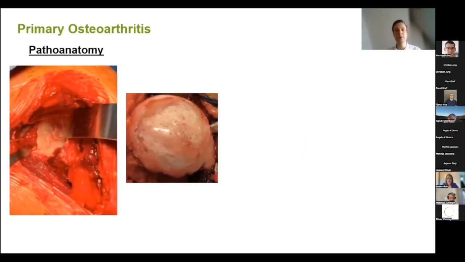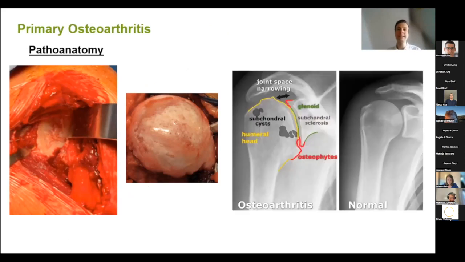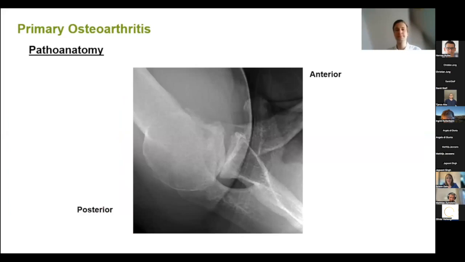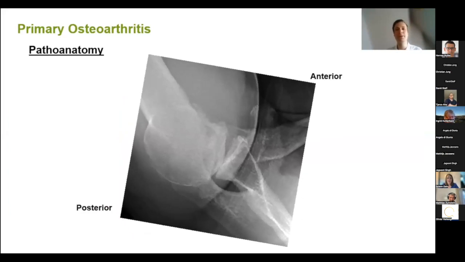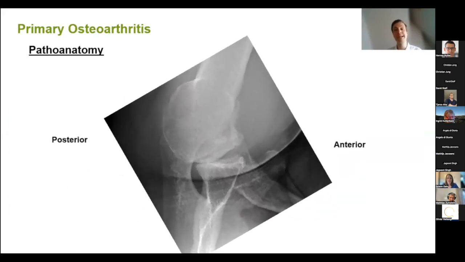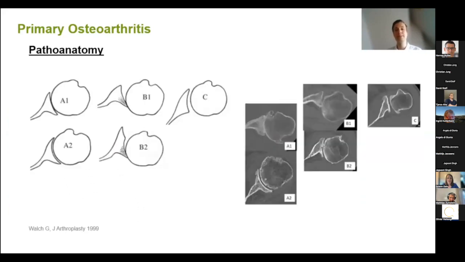These eroded zones of cartilage and osteophytes can be macroscopically seen during surgery, both on the glenoid side and the humeral side. These degenerative changes can be identified on radiographs based on specific characteristics such as joint space narrowing, cysts, subchondral sclerosis, and osteophytes. In a subgroup, including a substantial part of patients with primary OA, a posterior decentering of the humeral head can be noticed.